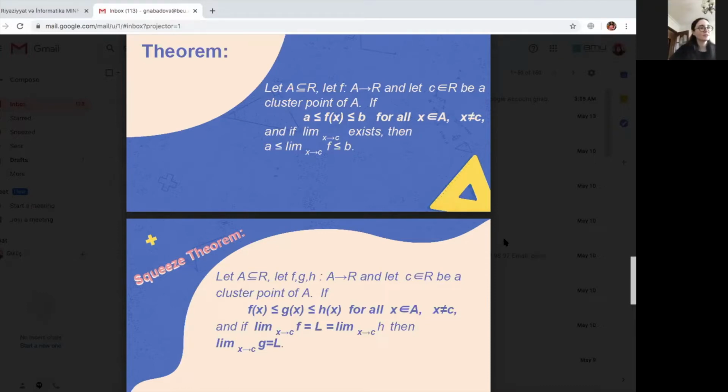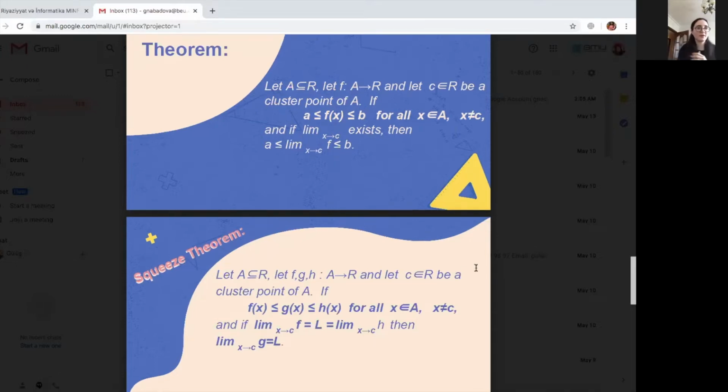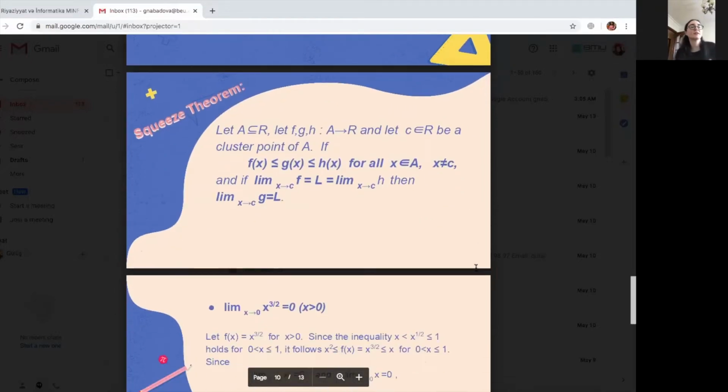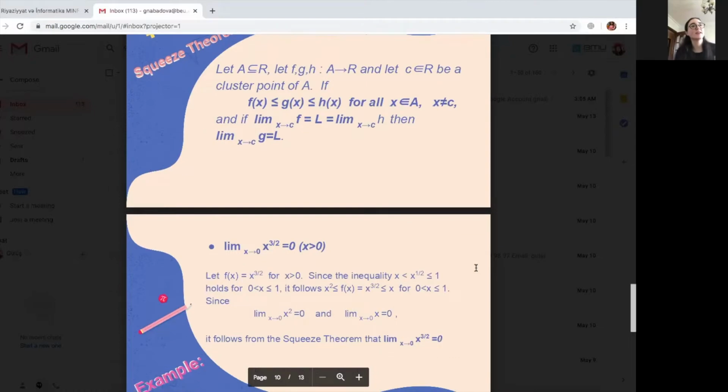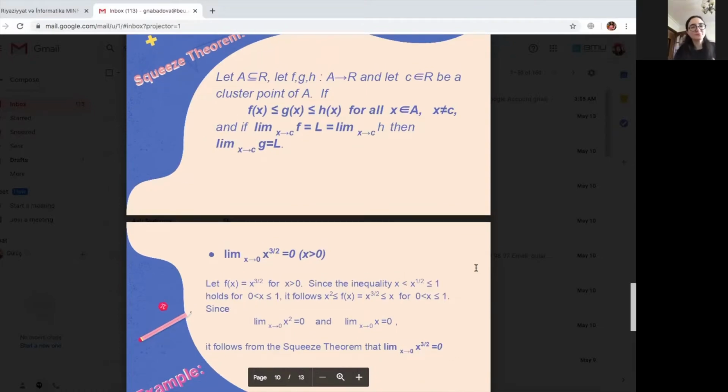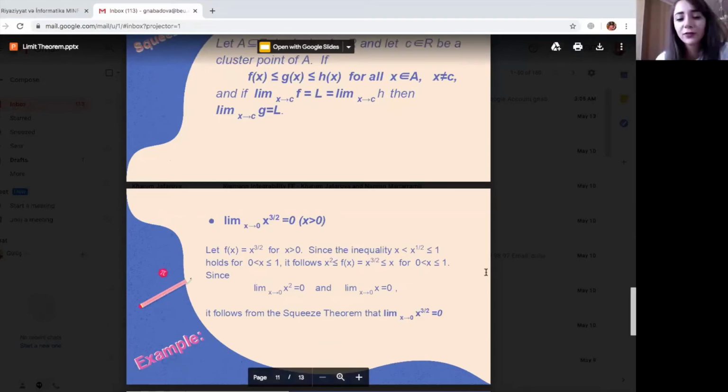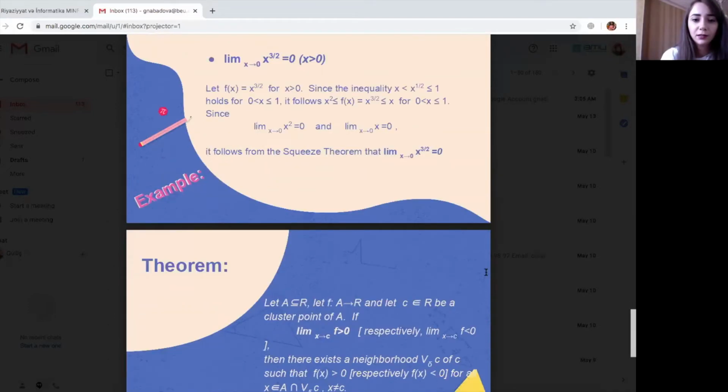And from here there is the Squeeze Theorem, a famous theorem, the limit version for functions. Let A be a subset of R, let f, g, h be functions, and let c be a cluster point of A. If g(x) is between f(x) and h(x) for all x in A, and the limit of f is L and the limit of h is L, then the limit of g is also equal to L. All of them share one limit L. Great. Some examples, and that's all.